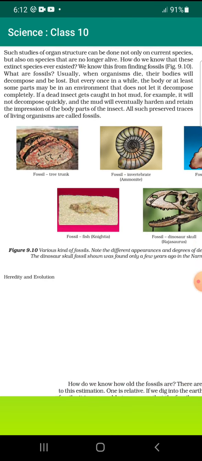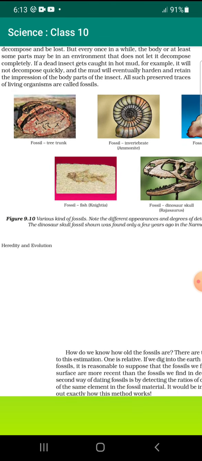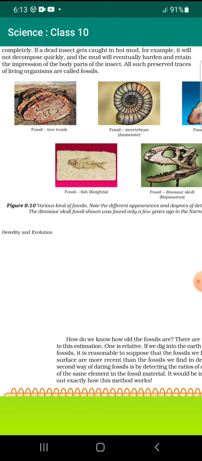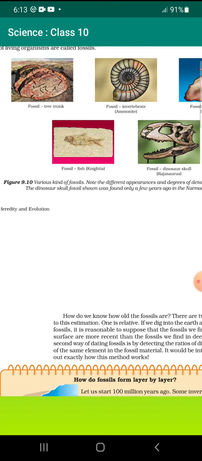What are fossils? Usually, when organisms die, their bodies will be decomposed and be lost. But every once in a while, the body or at least some part may be in an environment that does not let it decompose completely. If a dead insect gets caught in hot mud, for example, it will not decompose quickly and the mud will eventually harden and retain the impression of the body parts of the insect. All such preserved traces of living organisms are called fossils.